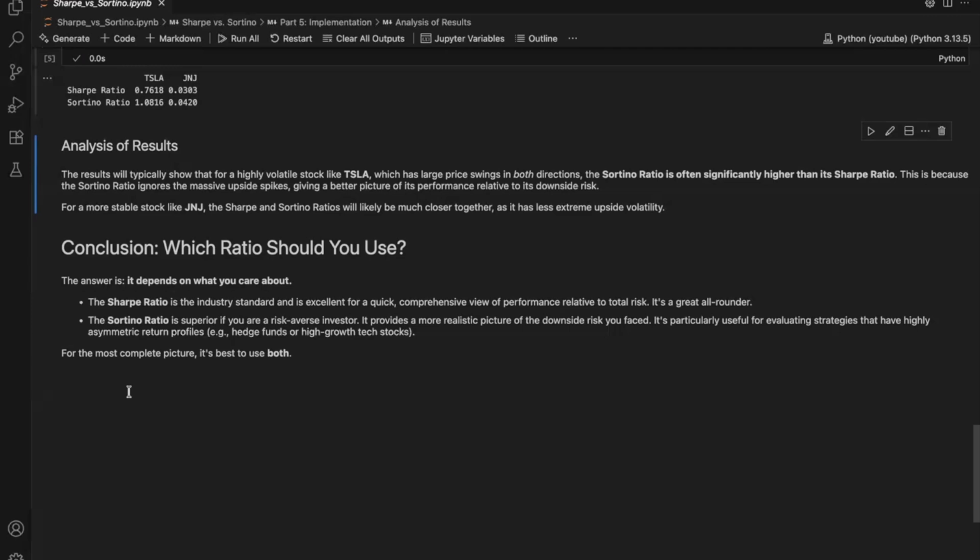So, we come back to our original question. Which ratio rules? The real answer depends on what you care about as an investor. The Sharpe ratio is the industry standard for a reason. It's a fantastic all-rounder for a quick look at overall risk-adjusted performance.